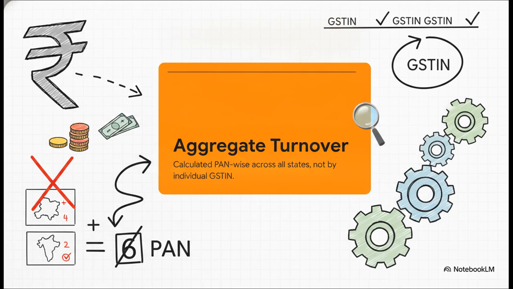But here is where people make a massive, absolutely critical mistake defining that 5 crore limit. You see, the GST framework looks at aggregate turnover, and that is calculated PAN-wise, not per individual GSTIN. Think of it like this. Say you have a 4 crore business branch registered in Delhi and a 2 crore branch in Maharashtra. You might think, great, both are under 5 crore. Actually, scratch that. Because they share the same PAN, your aggregate turnover is exactly 6 crore. That instantly disqualifies your entire operation from the QRMP scheme across the board.